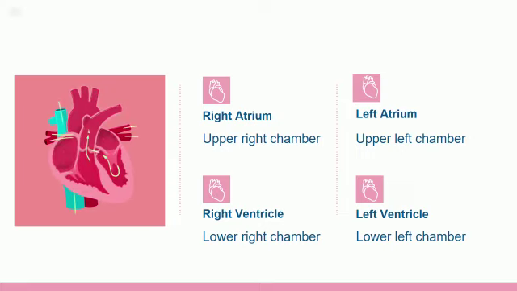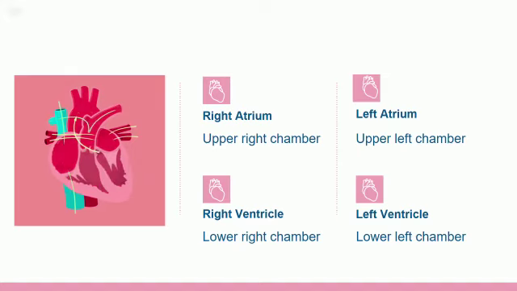The two chambers on top are called the atria. If you're talking only about one, call it an atrium. The heart has a right atrium and a left atrium. The two chambers on the bottom are called the ventricles. The heart has a right ventricle and a left ventricle.